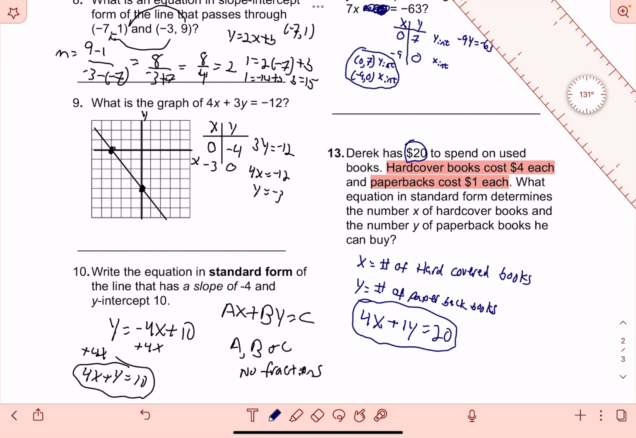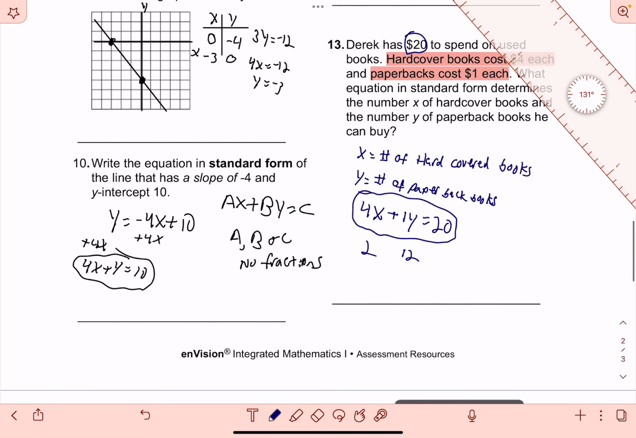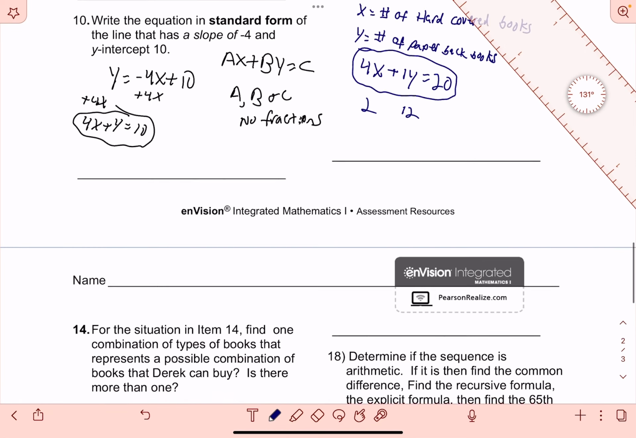So if you bought two hardcover, which would be $8, that means you have $12 left for paperbacks, and you can get 12 paperbacks. Let's say that again. Two hardcovers gives us 8, and that leaves us with $12 more to spend. Since each paperback is $1, it's going to be 12 paperbacks. So you could say 2 and 12. You can buy 2 hardbacks and 12 paperbacks.